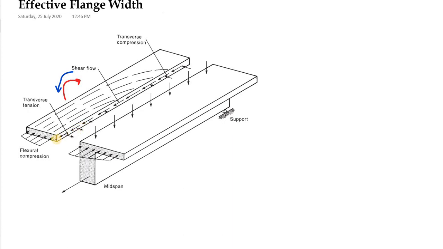Due to that shear lag phenomenon, the stress distribution acting on this flange is not uniform. There are higher stresses near the web and lesser stresses as you go far away from the web. Although, based on the classical flexural theory, if I talk about just the magnitude, it is given by MY over I.